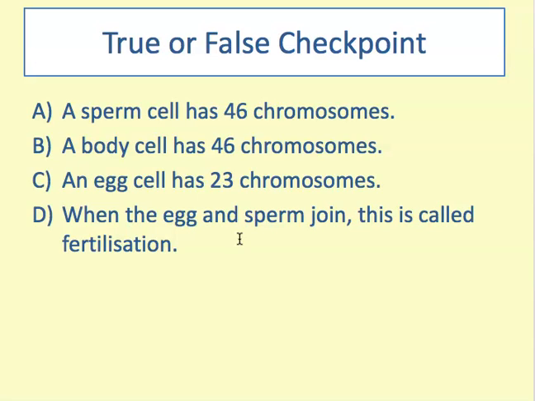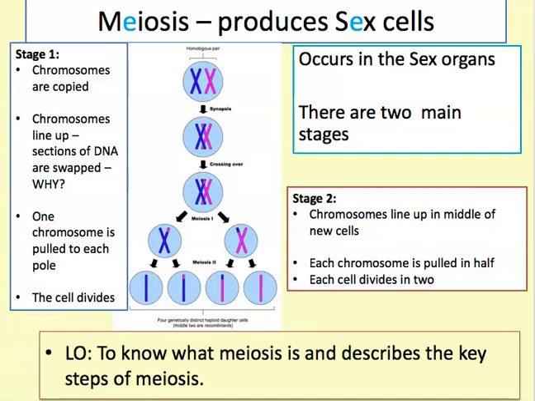So, A, a sperm cell has 46 chromosomes. That is false. It has 23. B, a body cell has 46 chromosomes. That is true. C, an egg cell has 23 chromosomes. That is also true. And D, when the egg and sperm join, this is called fertilization. That is also true. So please keep those facts in your mind ready for the rest of this lesson.